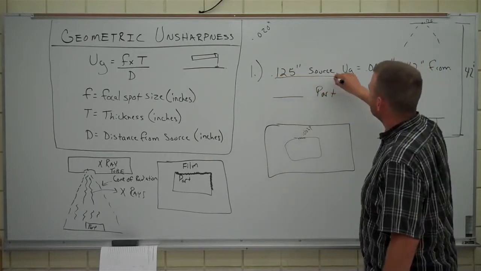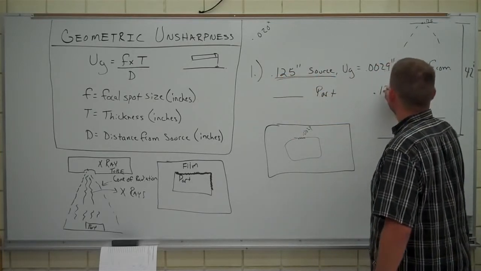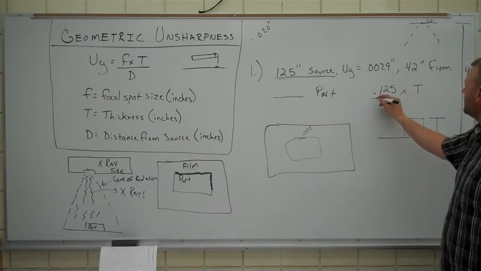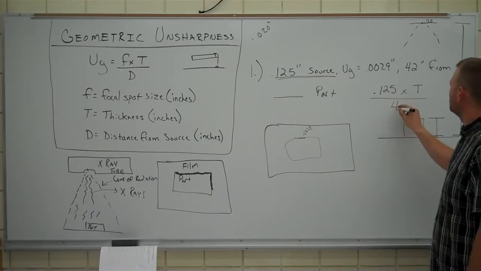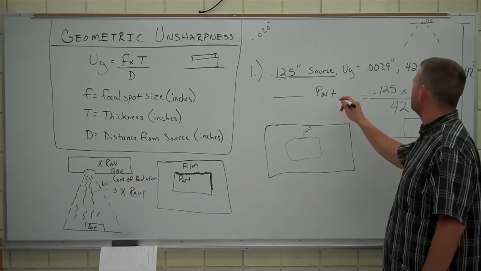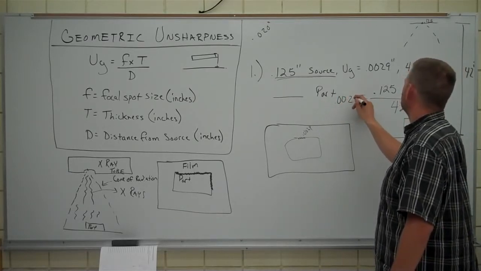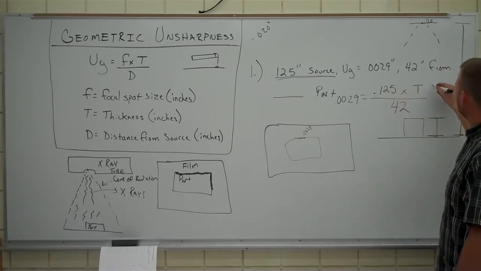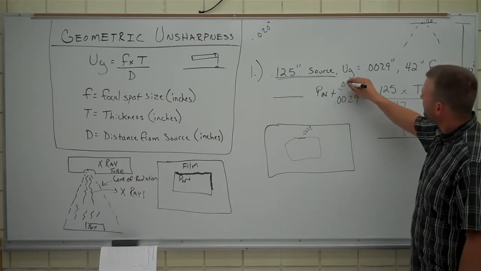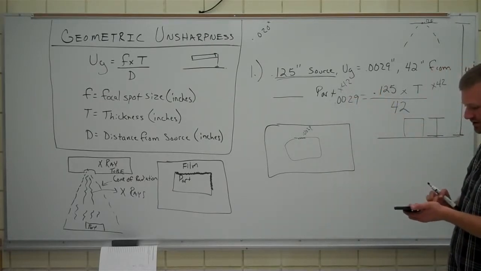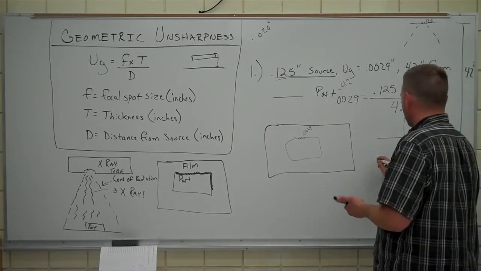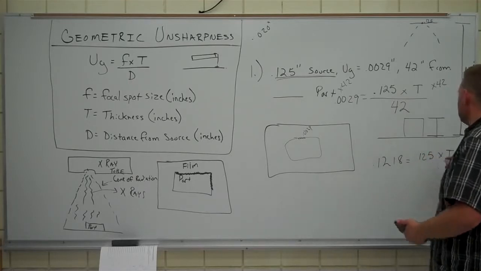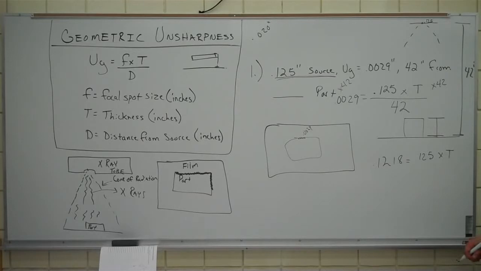Here's our focal spot size, the size of the source, 0.125. Since everything's in inches, I'm not going to put anything up there. We're looking for the thickness. We don't know it, but we do know that we're 42 inches from that surface, and our geometric unsharpness is 0.0029. So let's work that out here. We got to get T all by himself, so we multiply out 42. 42 times 0.0029 equals 0.1218. Now that equals 0.125 times T. Give you a second to kind of take that in.